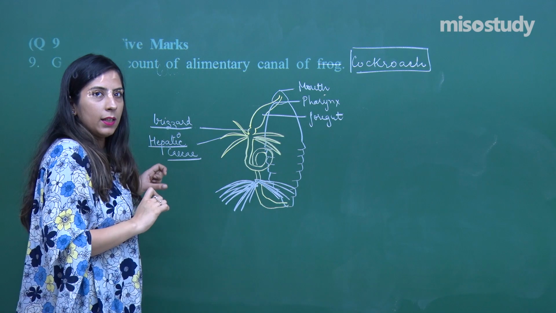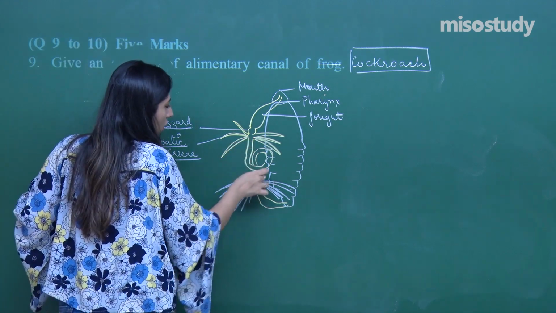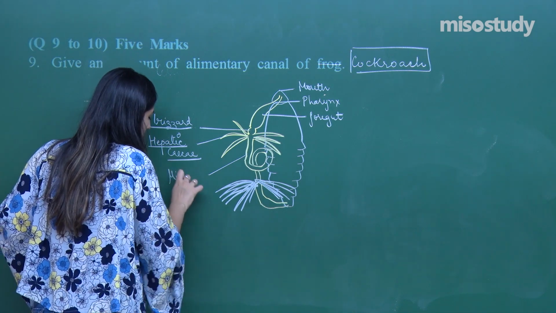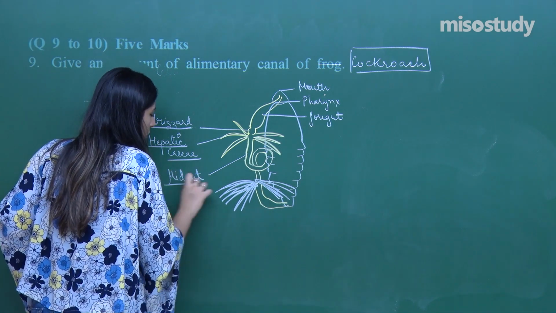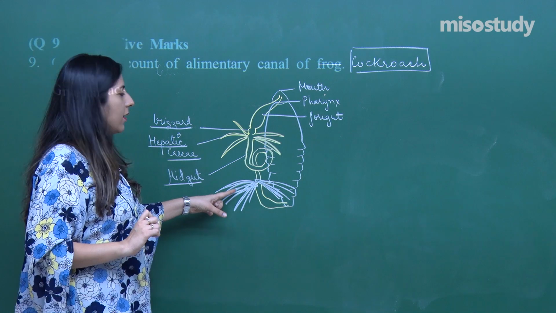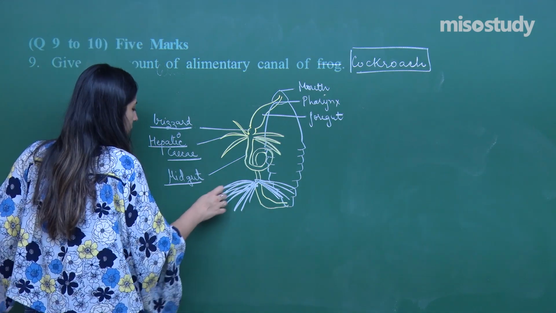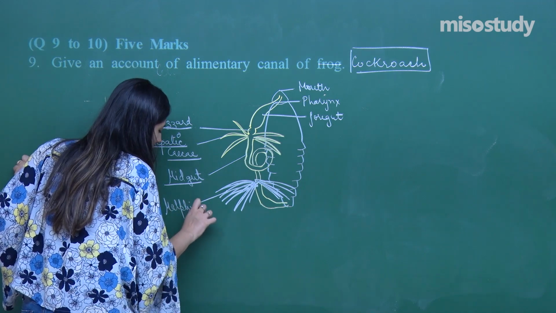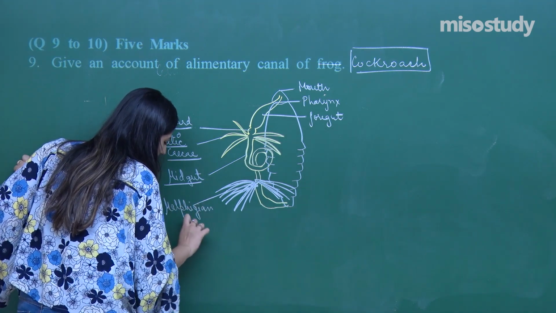Hepatic caecae. The next region, which is present all around like this, is called the midgut. After that, these are called Malpighian tubules, which help in excretion.